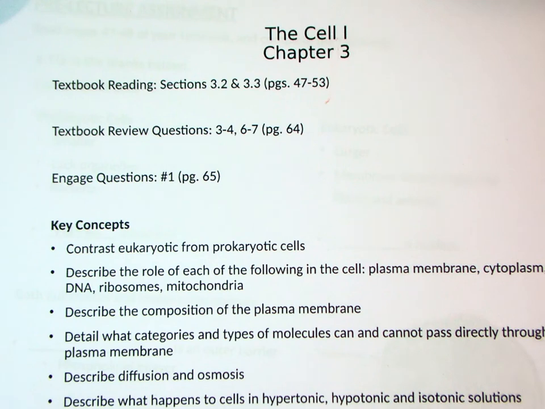Hi everyone, today we are starting chapter 3 and we're getting into cells, which I of course love because they are the basic unit of life. They are what carry out all the functions that help you survive, all the chemical reactions, all the things that happen inside your cells are essential to you surviving.